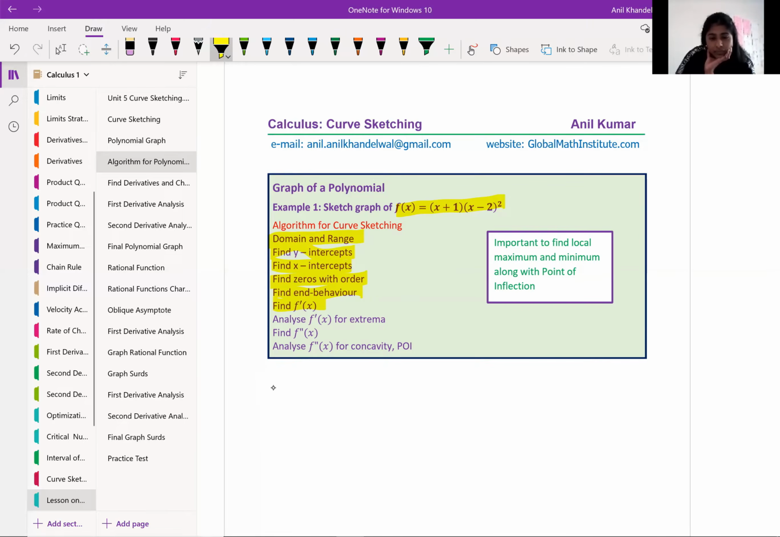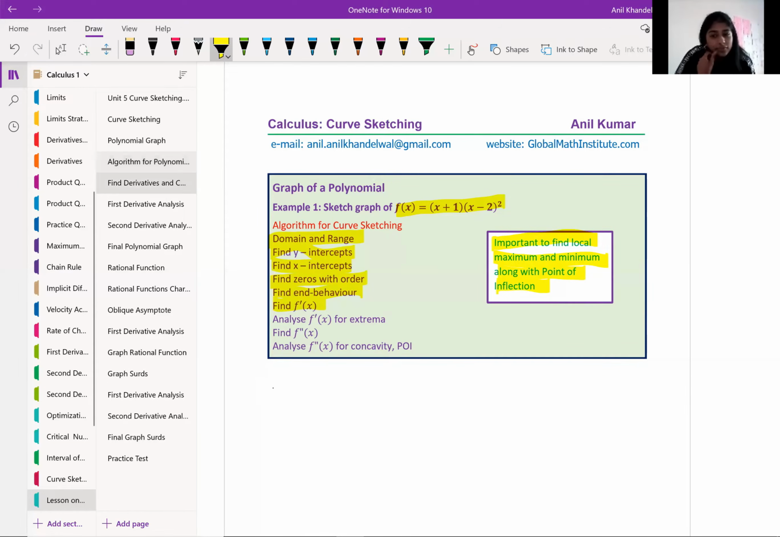We'll actually confirm one of our question answers, a value given by Amy, which is minus b by 3. We'll confirm whether it's correct or not. So whenever you're doing polynomials, it is important to find local maximum and minimum along with point of inflection. And that gives you most of the marks. Is that clear to you?